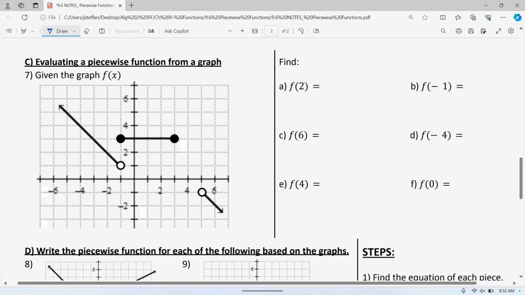Now, this is what I think is a lot easier. So we're doing the same thing where we are evaluating, but now they give us the graph. So it's the same thing we did earlier with the graph. Remember, you found where your x was, your 2, and then you went up or down until you hit different parts of the graph, but that's fine. So f of 2, up until you hit right here, would be 3.